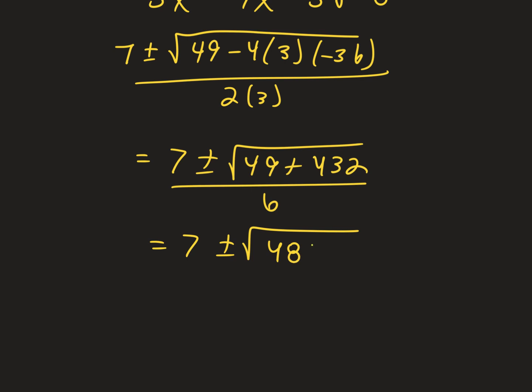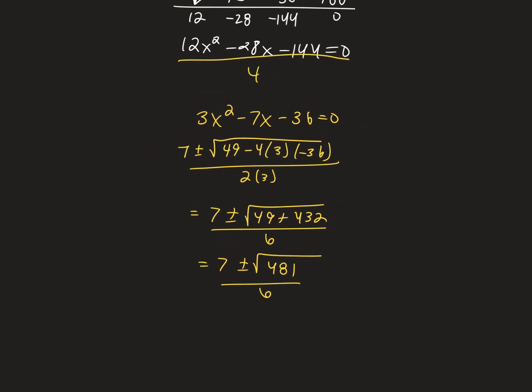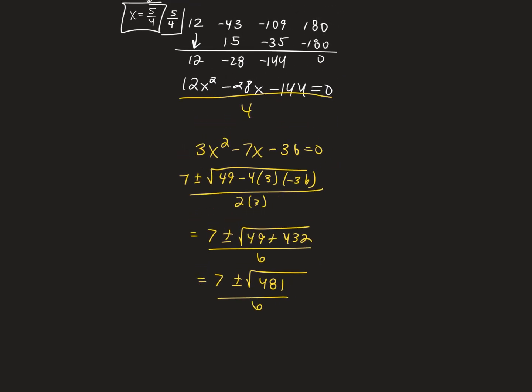So I have 7 plus minus, what's 49 and 432? 481 over 6. Does 481 simplify? Well, hit second, x squared, 481. See what you get. 21 point something or other. All right, now, you guys are like, well, I don't even know if that's the right answer. How can we tell if that's right?